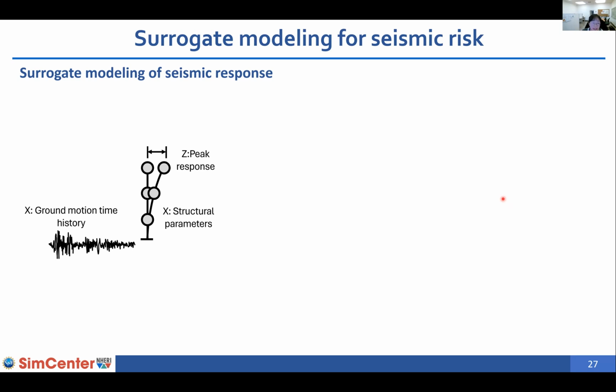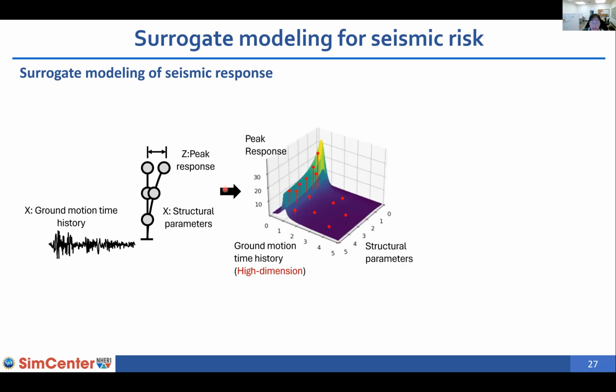So what does this mean? This will be our structural system typically. We have the ground motion time history as input and structural parameters as input, and our response will be some peak response, according to performance-based earthquake engineering. If we create a surrogate in this setting, it will look like this. On one axis we have the ground motion time history parameters and structural parameters, and the output will be the peak response. But the ground motion time history can be high dimensional, depending on how you discretize it, it can have like 1,000 dimensions.